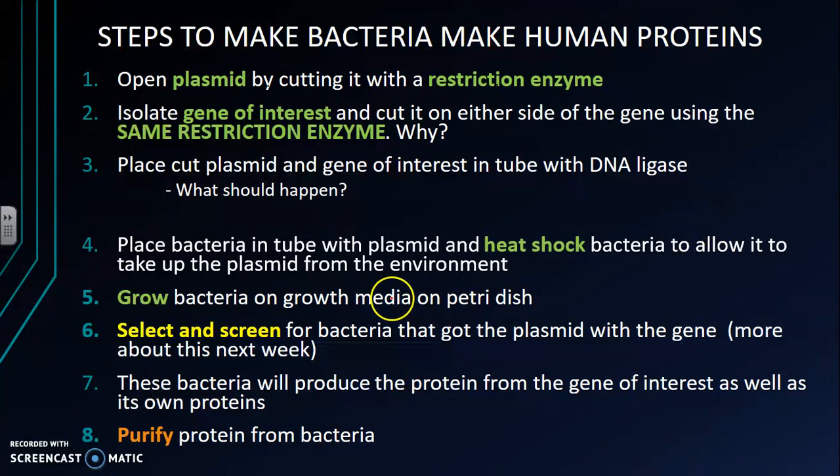Once you've grown the bacteria, you need to select and screen for the bacteria that got the plasmid with the gene on it. There's going to be some bacteria that didn't get the plasmid. We need to learn how to select only for those bacteria that got the plasmid. The bacteria that got the plasmid will then produce the protein from the gene of interest, and their own proteins, just through the general process of transcription and translation. The last step after that is to purify the protein from the bacteria using something called chromatography, which we're not going to learn about. Protein chromatography is not on the AP curriculum.